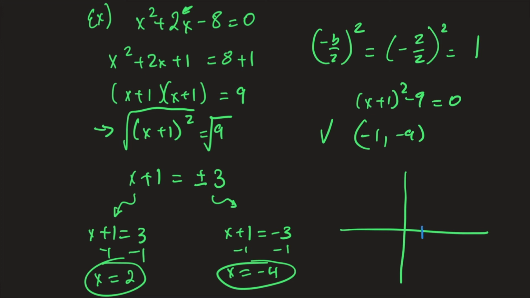I have an x-intercept at 2. I have another one at negative 4. I also have my vertex at negative 1 comma negative 9, which will be all the way down here. I can graph this function.